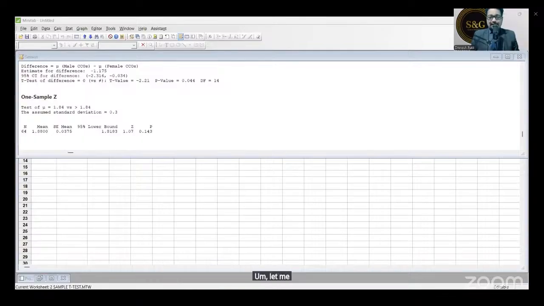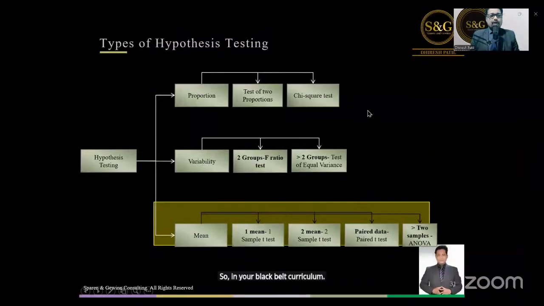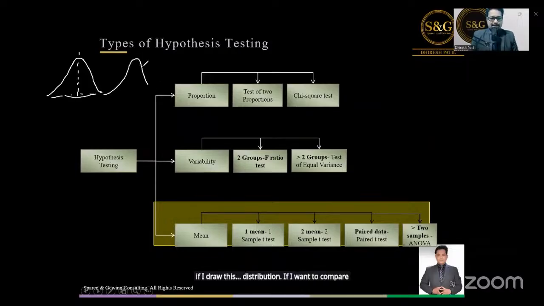Let me just share my screen with you guys. So in your black belt curriculum, just look at this hypothesis testing tree. In this hypothesis testing tree, you can see there are three types of hypothesis testing we are basically doing. The first one is about the mean. If I draw this distribution, understand this: if I want to compare averages with averages, that is called comparing the means of the distributions.